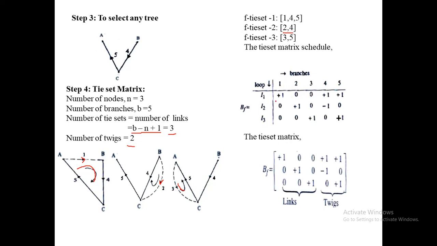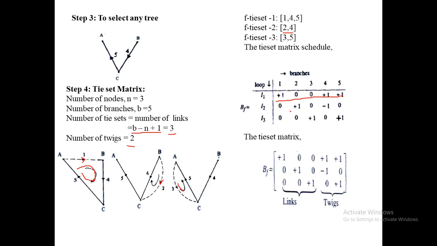First we write the first row. For that, consider the first diagram. Here branch 1 and the loop direction are the same, so we put +1 here. Next, branch 4 and the loop direction are the same, so we put +1 for branch 4. Next, the arrow coming here is in the same direction, so for branch 5 we put +1.